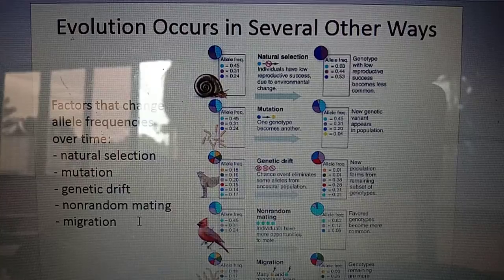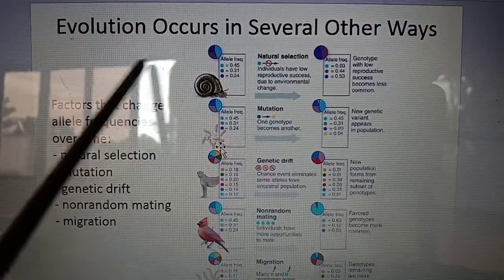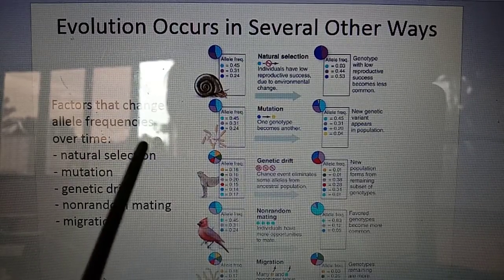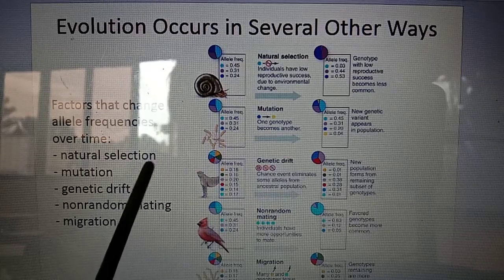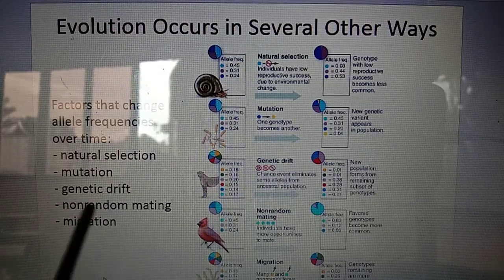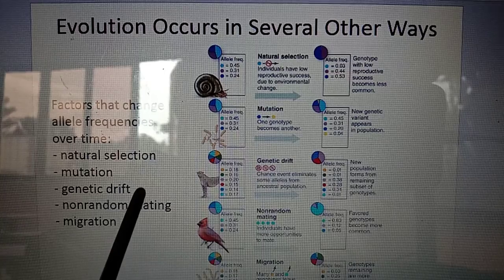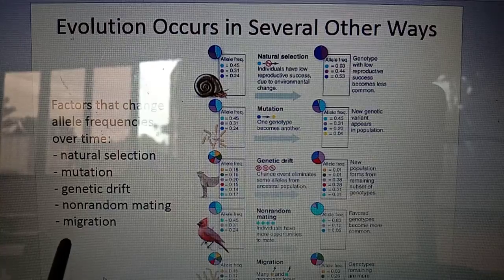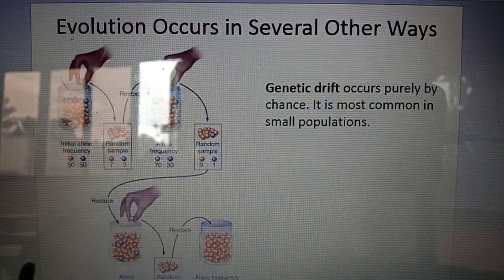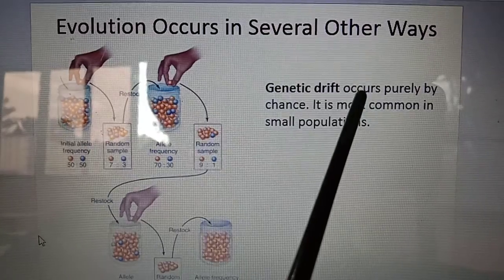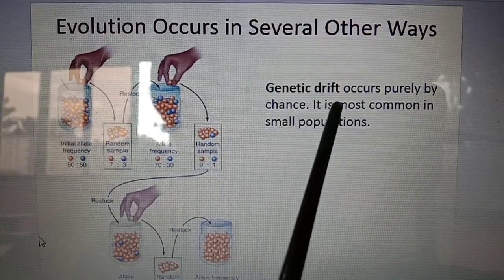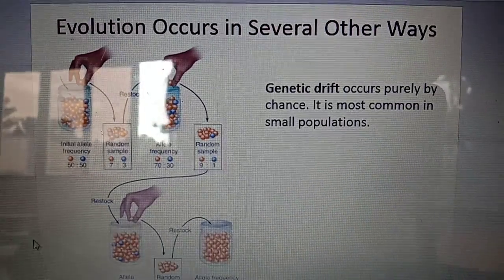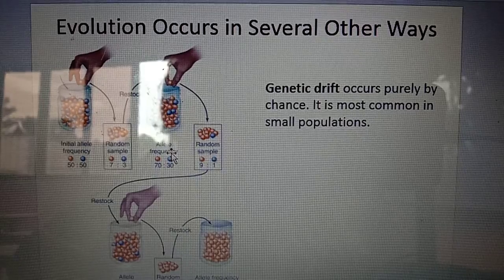Here are some other ways. Evolution occurs in several other ways: factors that change allele frequencies over time. One is natural selection, which we have discussed. Next is mutation. Next is genetic drift. Then non-random mating, and then migration. What is genetic drift? It occurs purely by chance. It is most common in small populations. You can see here the illustrations.